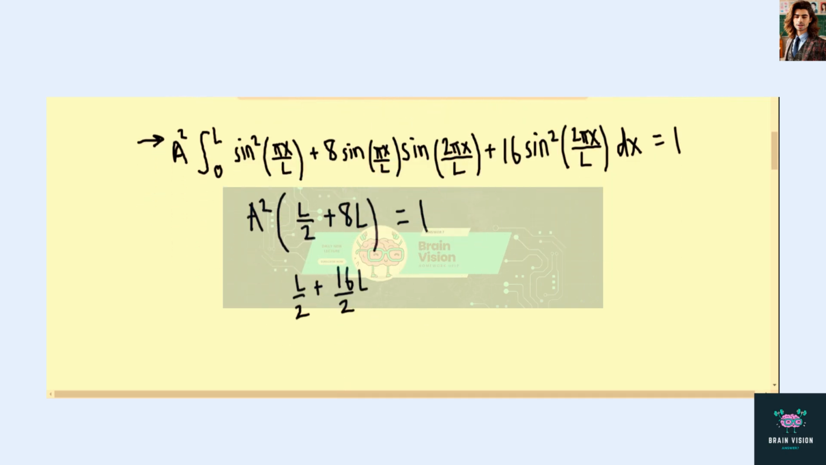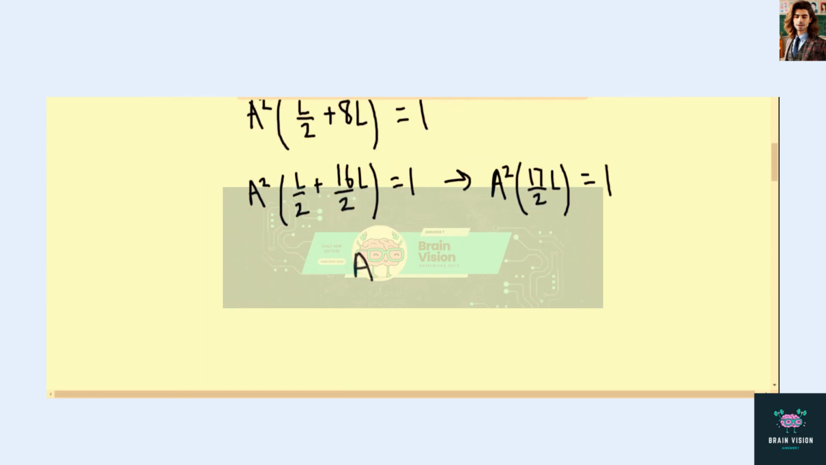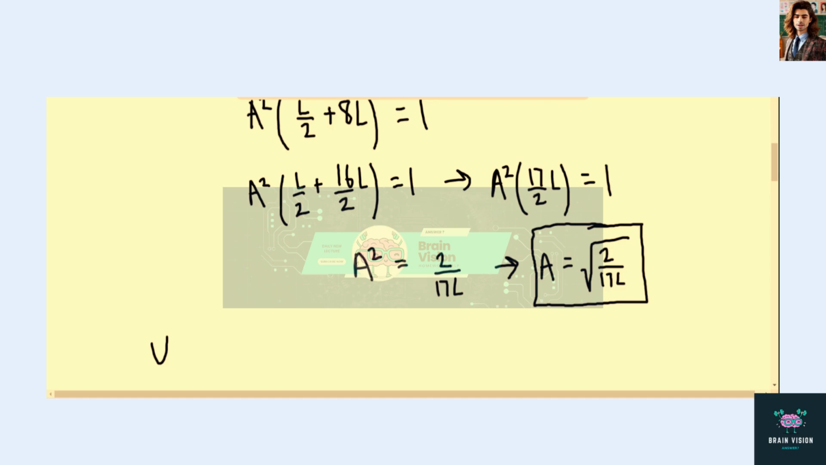So in doing that, we get a common denominator for L over 2 and 8L, and we have a squared times 17 over 2 times L equaling 1. And then it's fairly simple to get a. So a ends up equaling the square root of 2 divided by 17L.